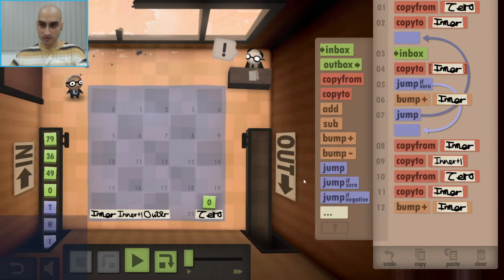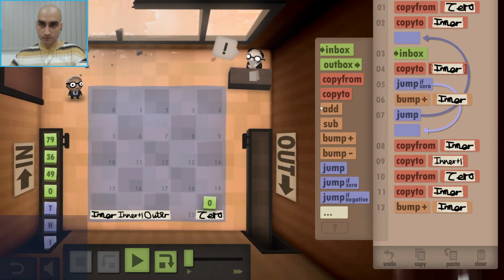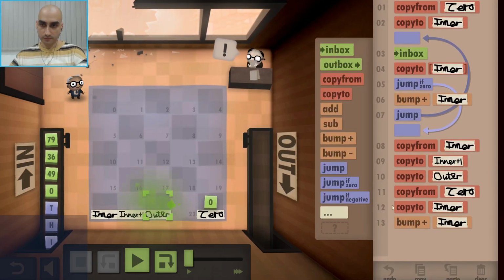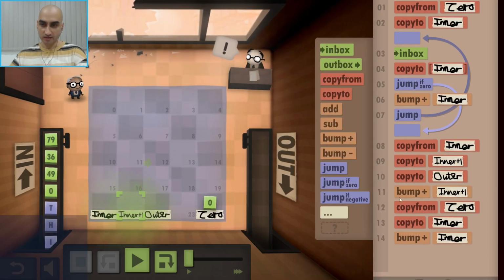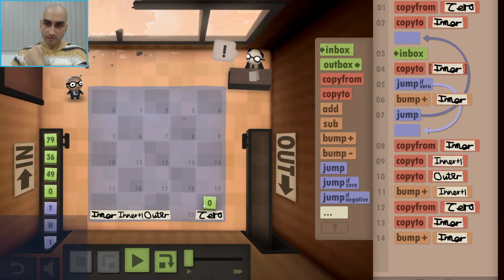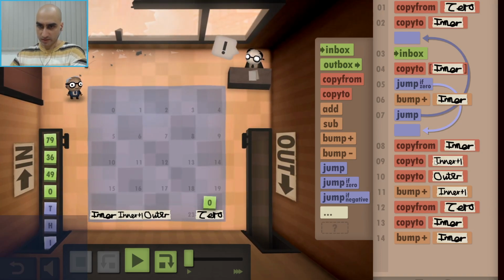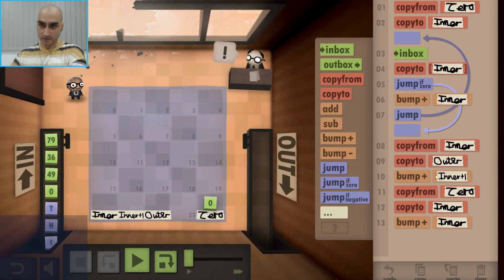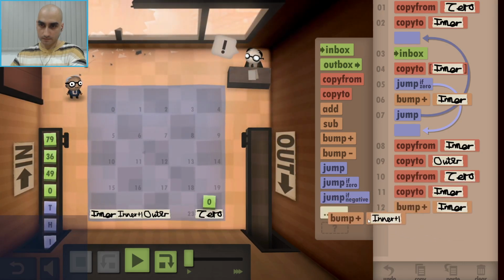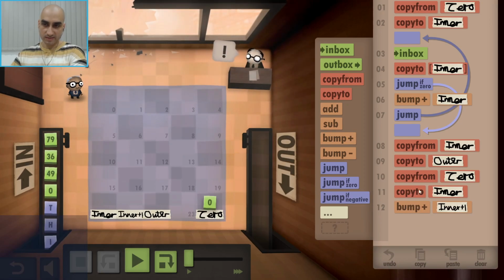Okay, so from inner, we copy to inner plus 1, we copy to outer. Alright, and then we bump inner plus 1, so that it's always 1 more than inner. This will help us. Ah, wait, no. Take that out. Copy from inner, copy to outer. Now reset inner to be 0 and increase inner plus 1. Got it. Okay.